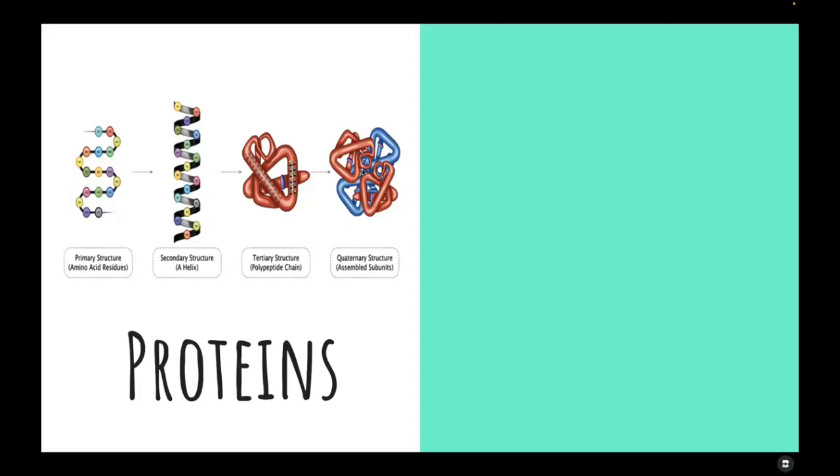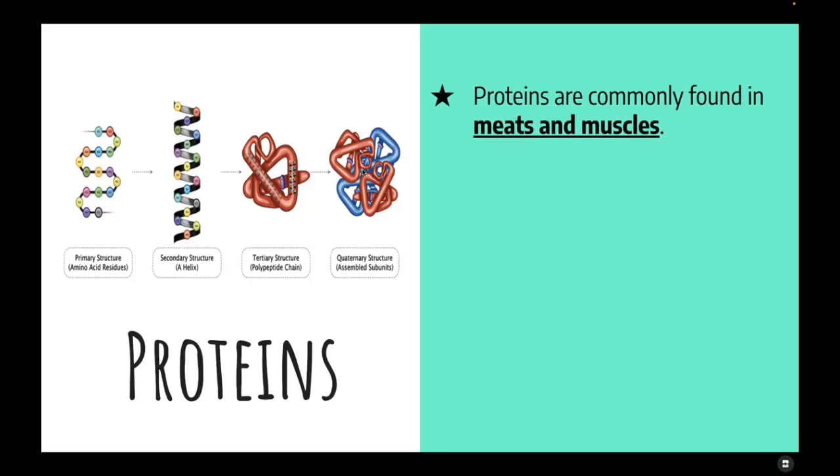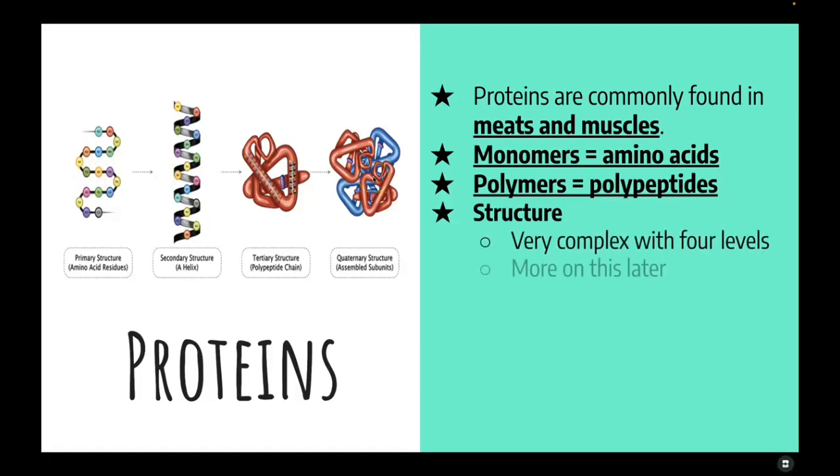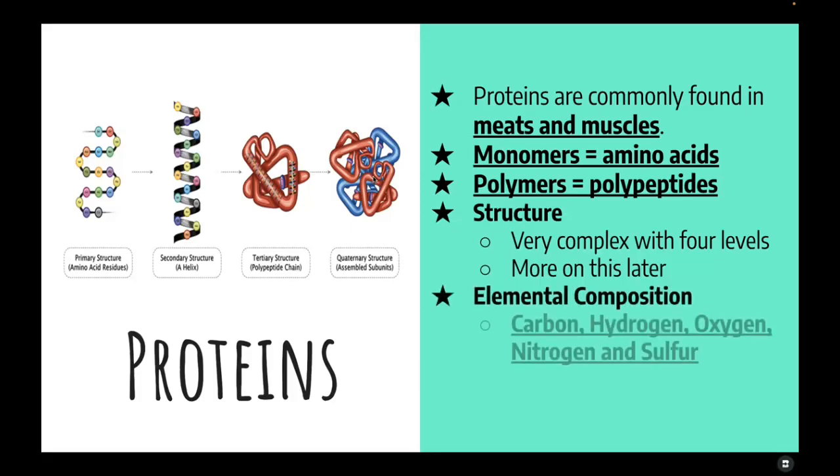All right, let's move on to proteins. Proteins are commonly found in meats and muscles. They're made up of amino acids as monomers, and they create something called a polypeptide, right? These have different structures, but we're going to get into that in a different video. So this is primary, secondary, tertiary, and quaternary, so different folds. They're very complex with 4 levels, as I mentioned, so more on this later. And we have carbon, hydrogen, oxygen, nitrogen, and sulfur, so CHONS.